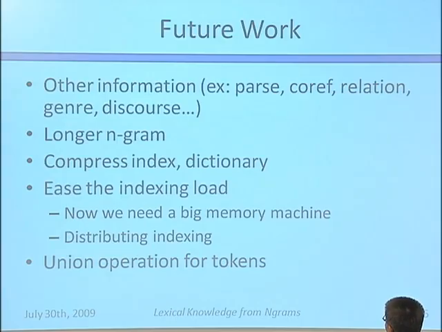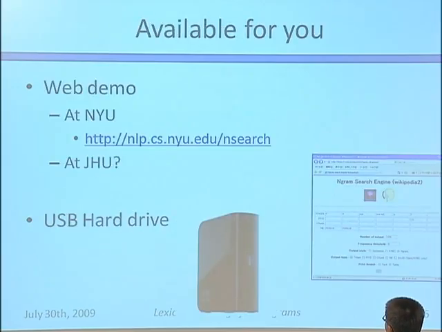So we want to reduce this load. Okay, and as somebody asked, we want to implement a union operation for tokens as well. Okay, and the big message is that this is available. One is available at this site. I'm sorry, maybe some of you tried, and if you are using the guest wireless network, it doesn't work. It is using a special port rather than 80. So guest accounts don't work. We are hosting at NYU, but I hope JHU would like to host this demo. I'd like to talk with you. Also, it's available here.